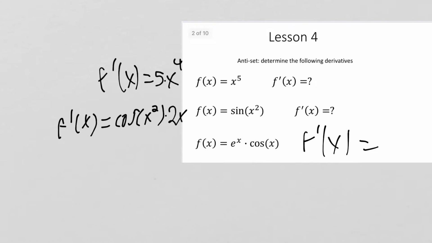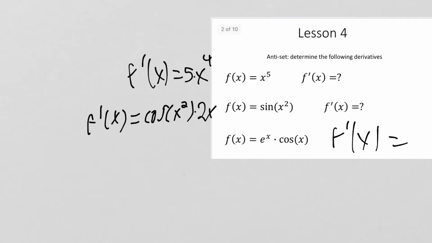Okay, and then this last one's going to be a product rule, which is the one we've worked with the least amount so far, so this might have been tough. So we start by doing the derivative of the first function in the product, which is e to the x. And then we multiply by the second function, we leave the second function alone, so e to the x times cosine x.